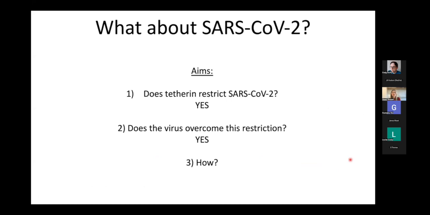So we were confident that the virus was somehow able to overcome this restriction because we were seeing significantly decreased rates of Tetherin expression in infected cells themselves, even though Tetherin was actually able to restrict SARS-CoV-2. And when we knocked it out, we saw increased rates of virus release. So what mechanisms are actually at play here?